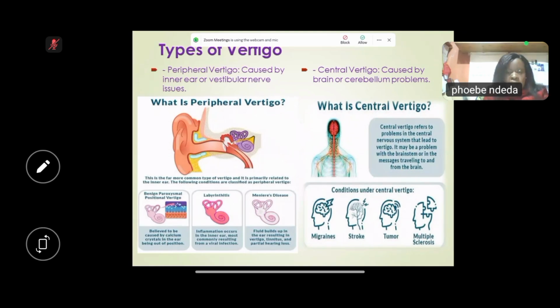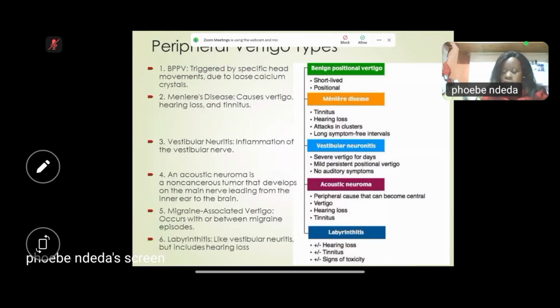Then we also have migraine-associated vertigo. In central vertigo, we also have migraine-associated vertigo. So in some cases, migraines can trigger central vertigo due to changes in brain functions. Then the last one that I'm going to talk about is the psychogenic vertigo. Now in this type, the dizziness or spinning that you're having is caused by psychological factors. So as we move on, we are going to learn so many things concerning this.